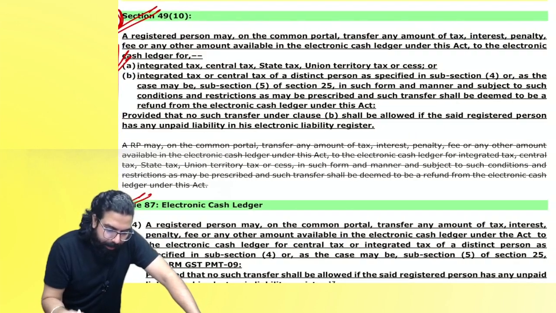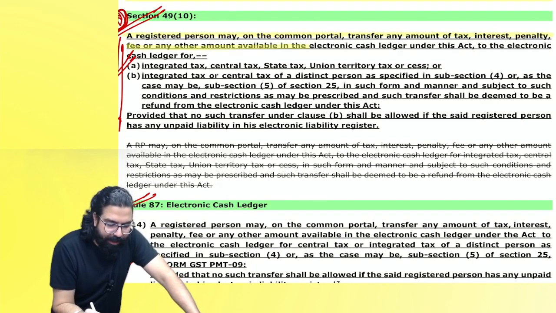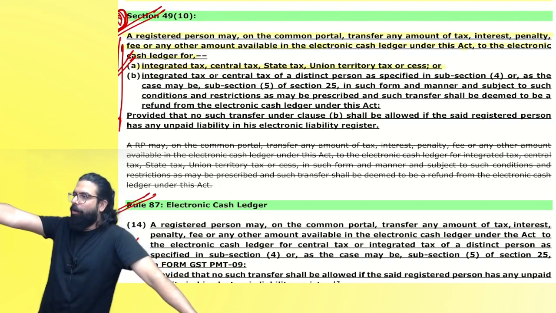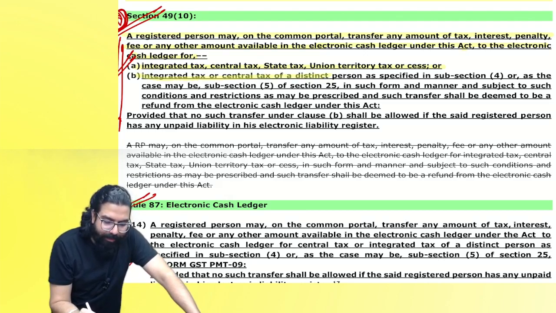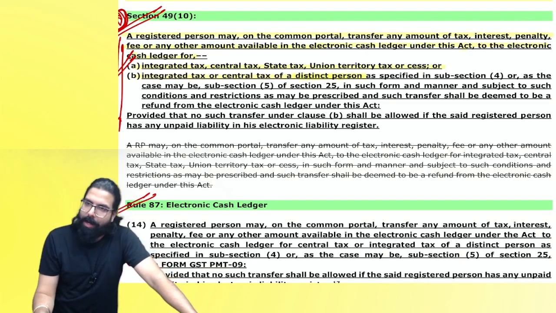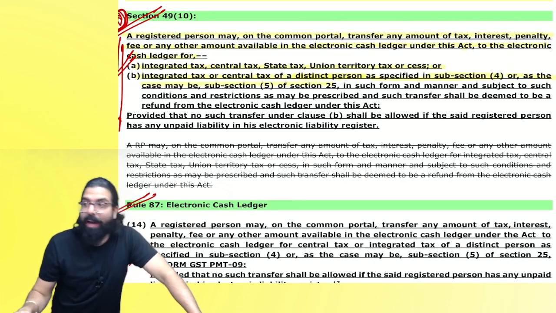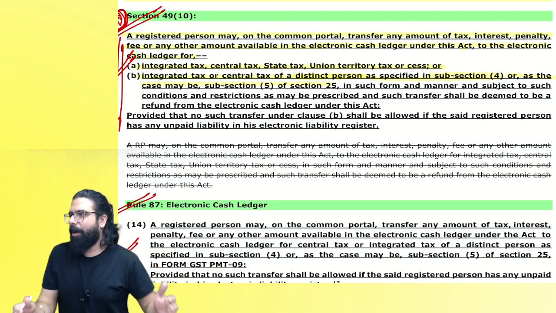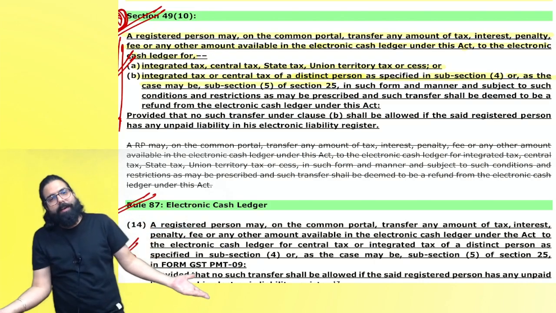See, let's read. A registered person may on the common portal transfer the amount of tax, interest, penalty, fees or any other amount available in the e-cash ledger under this Act to the e-cash ledger of IGST, etc. This was already there. Yes or no? But now they have told you can transfer IGST, CGST to a distinct person. Are we clear? And as specified in section 25(4) or 25(5). Do you remember 25(4) and (5)? Same state, separate registration under my PAN, distinct person. One state my registration is there, another state registration is there, distinct person.